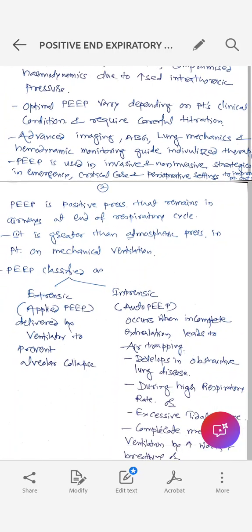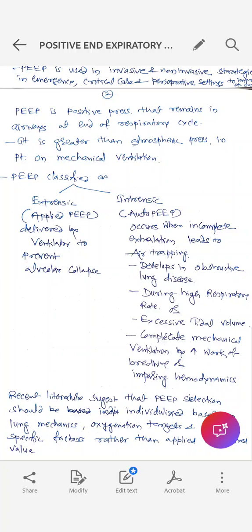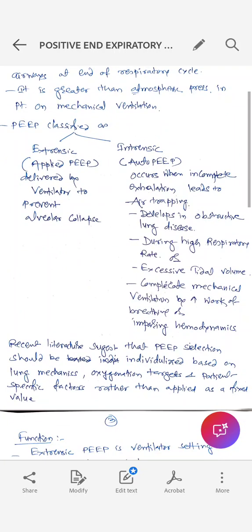PEEP is used in invasive and non-invasive strategies. It is used in emergency cases, in critical care, and perioperative settings. PEEP is a positive pressure that remains in the airways at the end of the respiratory cycle. It is pressure greater than atmospheric pressure in patients on mechanical ventilation.